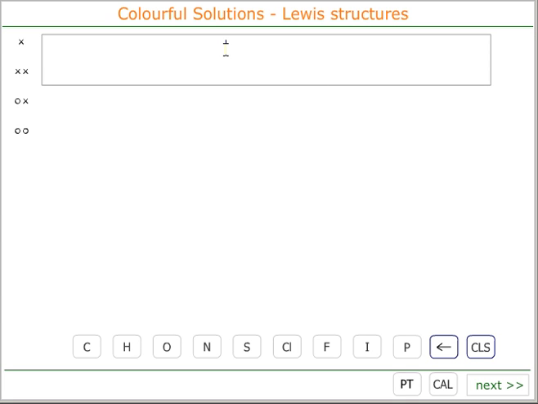The Lewis structure of nitrogen(IV) oxide. Nitrogen(IV) oxide has the formula NO2. So we're going to need 1 nitrogen and 2 oxygens.